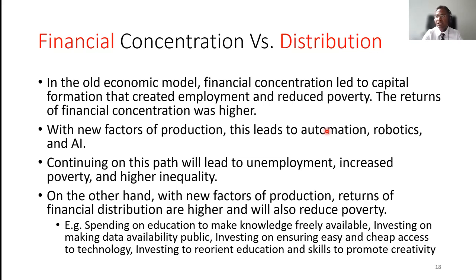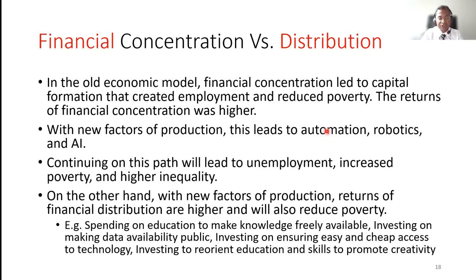You wouldn't take $1 million and give it to 1 million people. It was far better to give $1 million to one person who would generate employment and give a return. But if you apply the same principle to new factors of production, it leads to automation, robotics, AI, things like that. That will lead to higher unemployment, increased poverty, and higher inequality. But now the model has changed, and actually you get higher returns for financial distribution.